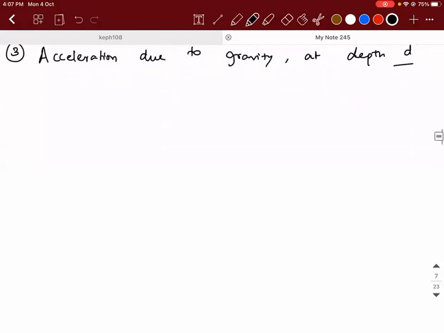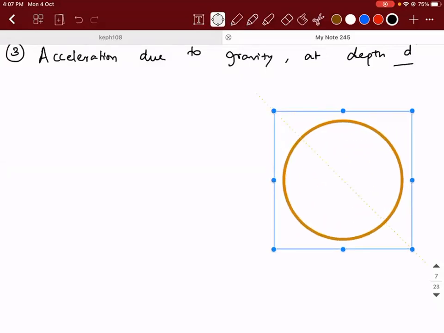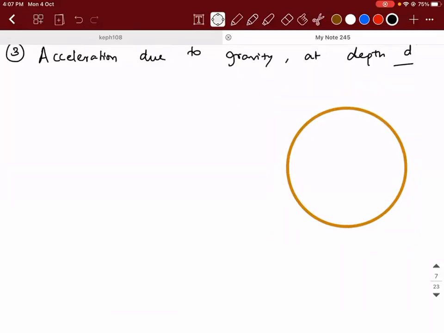So let us consider the earth like this. The radius of the earth is going to be RE. So this is the surface. Below the surface, if you keep digging and go to a distance d from the surface, you know what is the difference between depth and altitude, right? Can someone tell me what is the difference? When do you use the word altitude? So when it is above the surface.